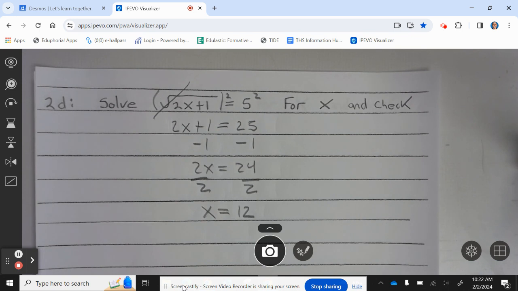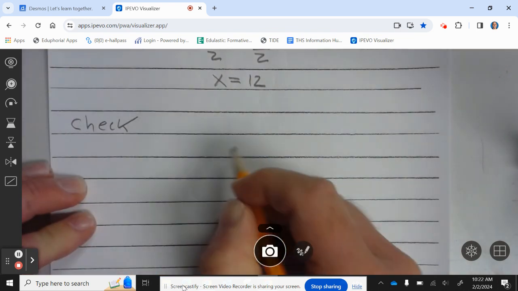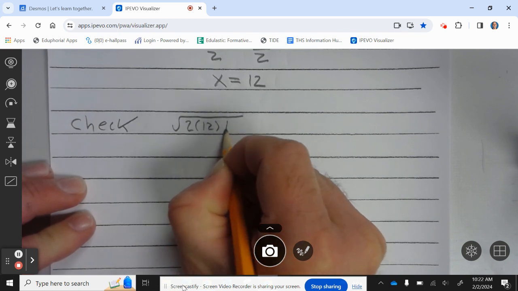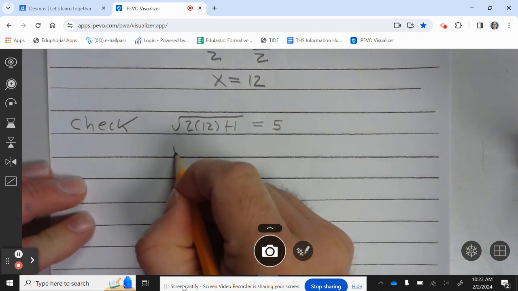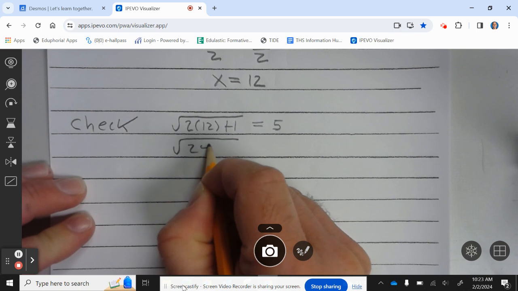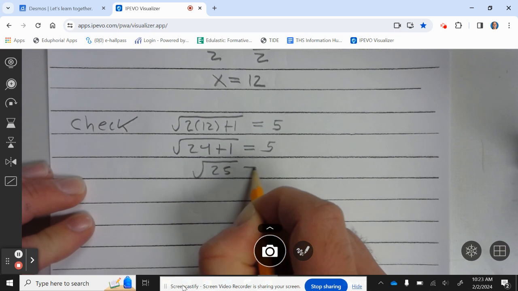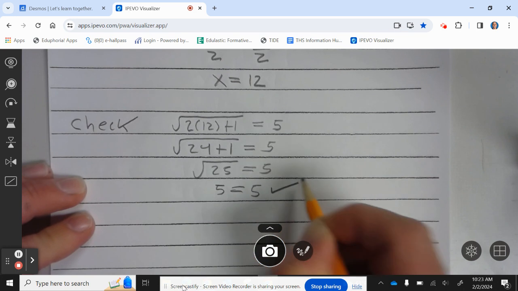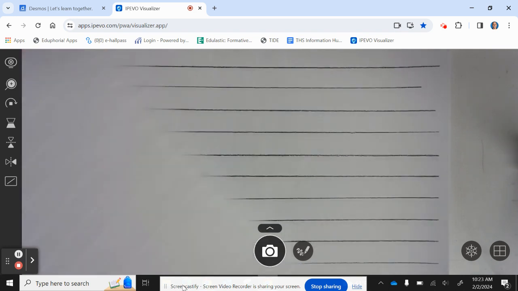All right, let's go ahead and check. So then we have the square root of 2 times 12 plus 1 equals 5. So that becomes the square root of 24 plus 1 equals 5, which is the square root of 25 equals 5. Square root of 25 is 5, so 5 equals 5. So that checks. So x equals 12 is a valid solution. All right, let's take a look at the next question.